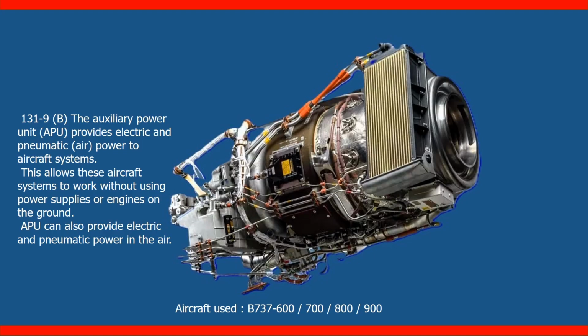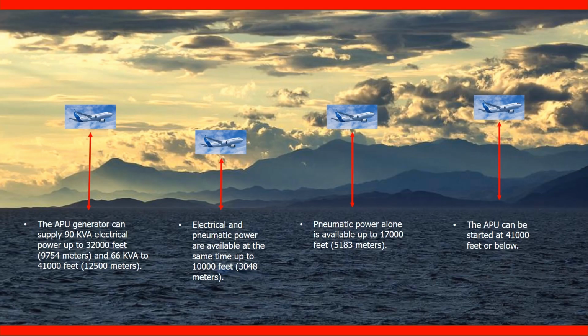1319B. The auxiliary power unit provides electric and pneumatic power to aircraft systems. This allows these aircraft systems to work without using power supplies or engines on the ground. APU can also provide electric and pneumatic power in the air.